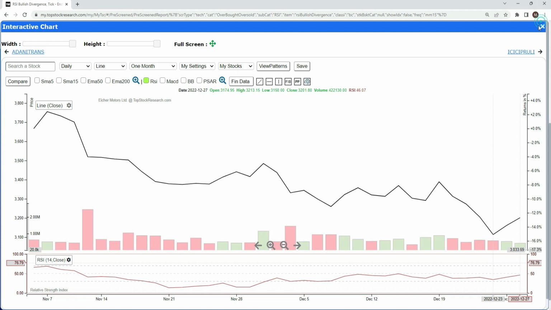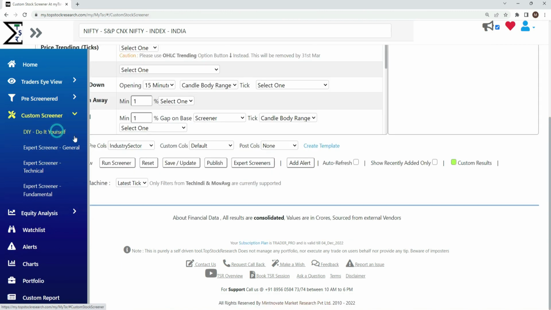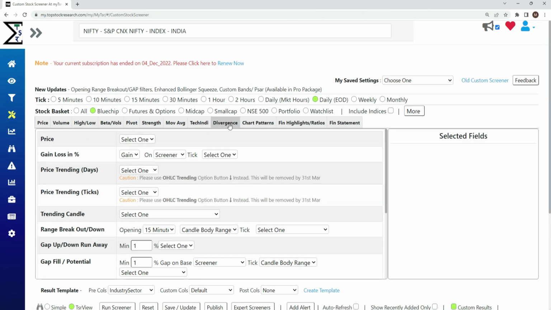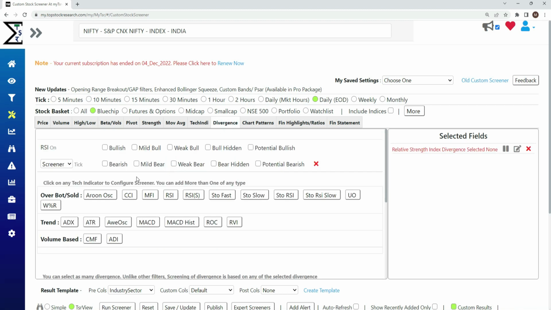Okay. Now in the DIY screener, you have a little bit more sophistication. There are multiple different kinds of divergence. Going into all the divergences would be slightly beyond the scope of this session.